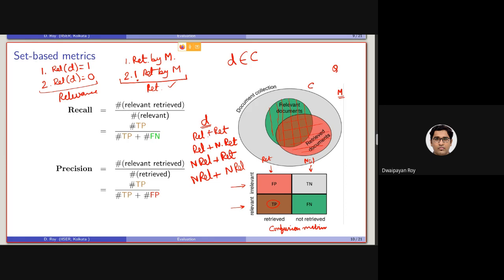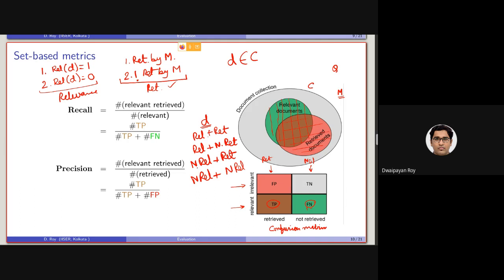Now let's consider the next one. Relevant but not retrieved. That means the document was actually relevant, but the retrieval model is predicting it to be non-relevant. So we are considering a relevant document as a non-relevant one. This is called false negative. We are predicting it as negative, but that is false. The system is predicting the document to be negative, that is non-relevant, but it is actually relevant. So that's why it is false negative: relevant but not retrieved.